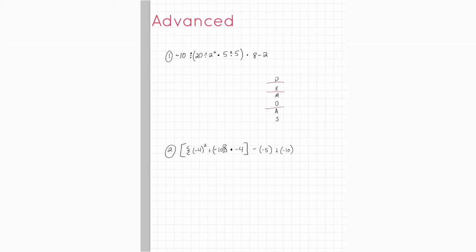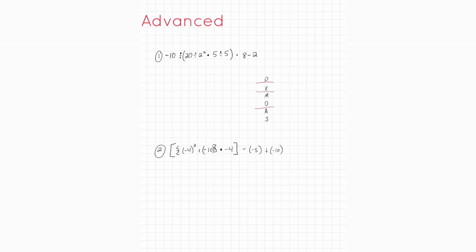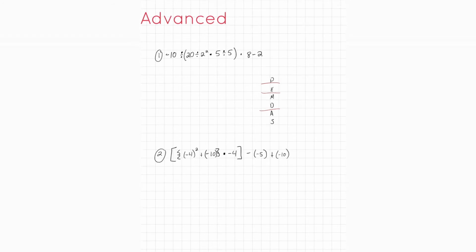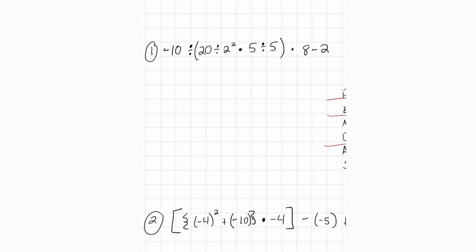And now we're on to our last 2 problems, which are some more advanced kind of problems. So these are longer. These are those problems I said that give people headaches or maybe some anxiety because everything's happening together. Well, let's just take a look. So in this first example, we have negative 10 divided by (20 divided by 2 squared times 5 divided by 5) times 8 minus 2.